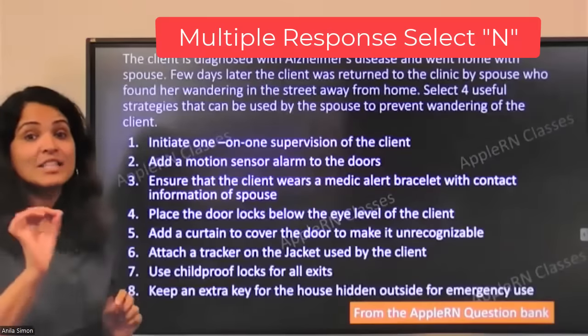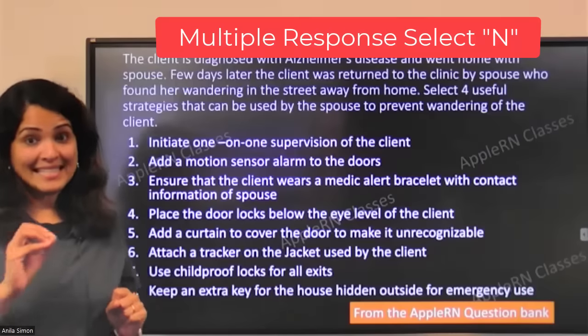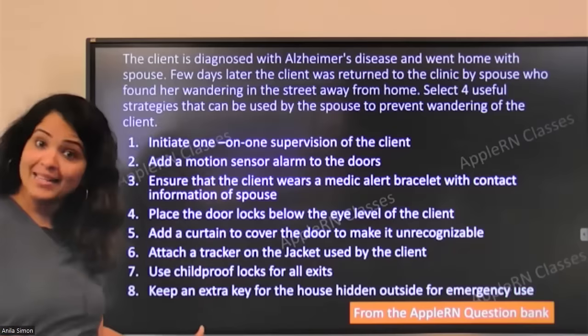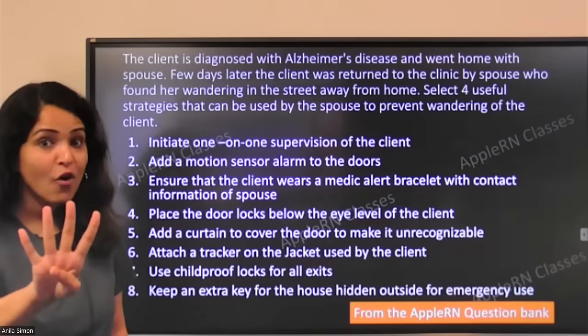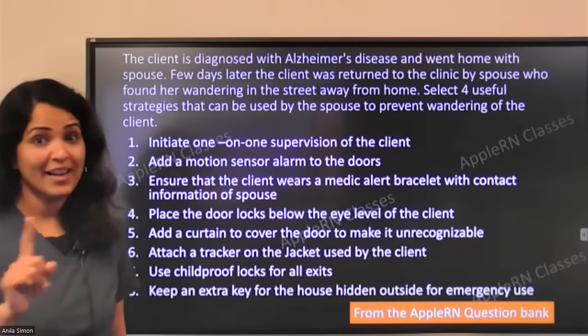So here, this is what is called multiple response select n number. There are 8 options, but it tells you there are 4 of them which are right. This is not our usual select all that apply question.